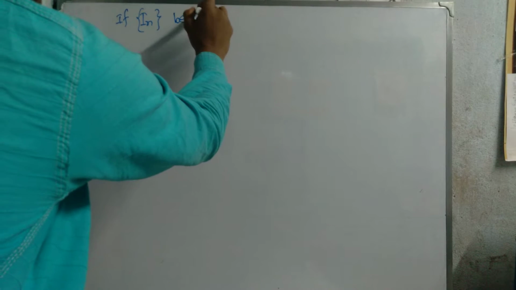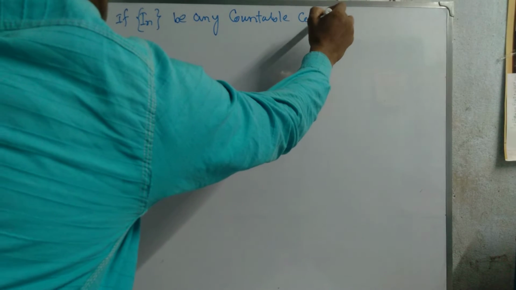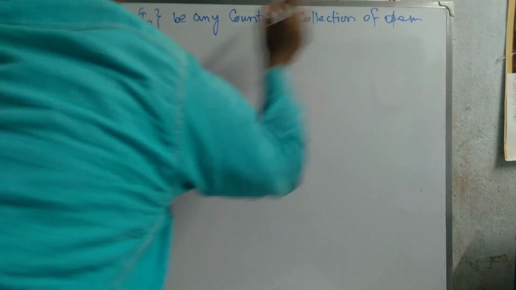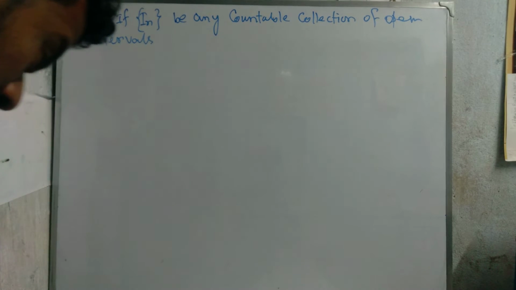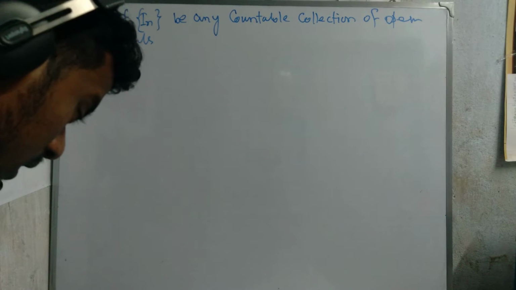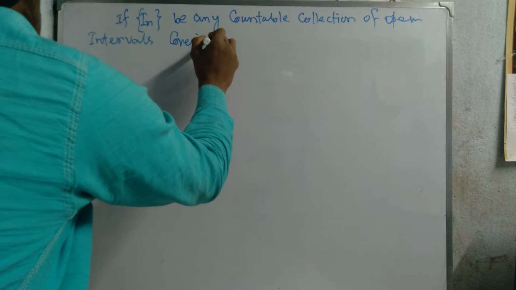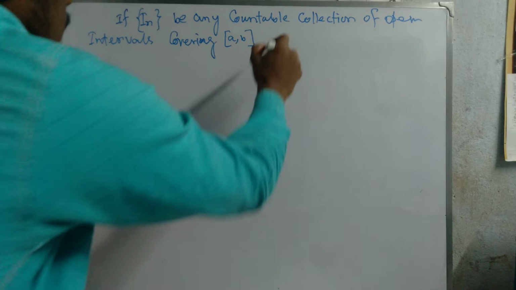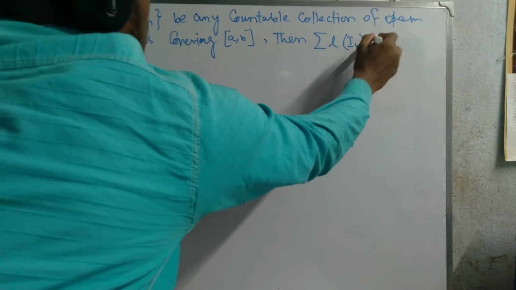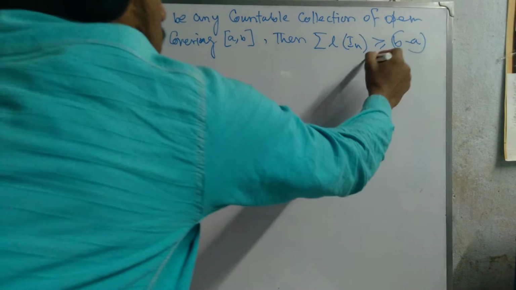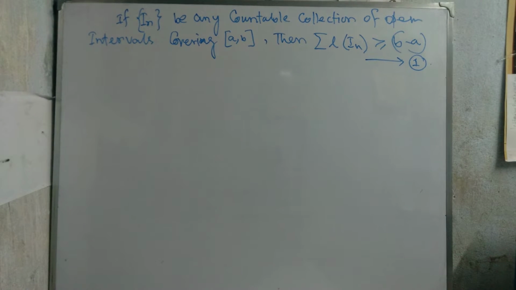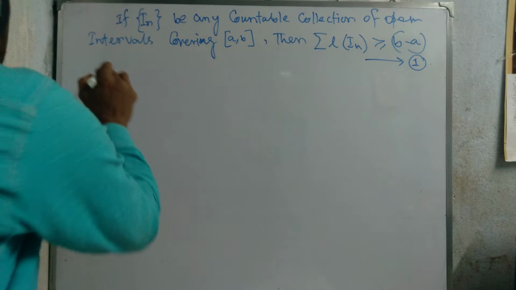But this is equivalent to showing that if I_n is any countable collection of open intervals covering the closed interval [a, b], then the summation of the lengths of I_n is greater than or equal to b minus a. We mark this as 1.